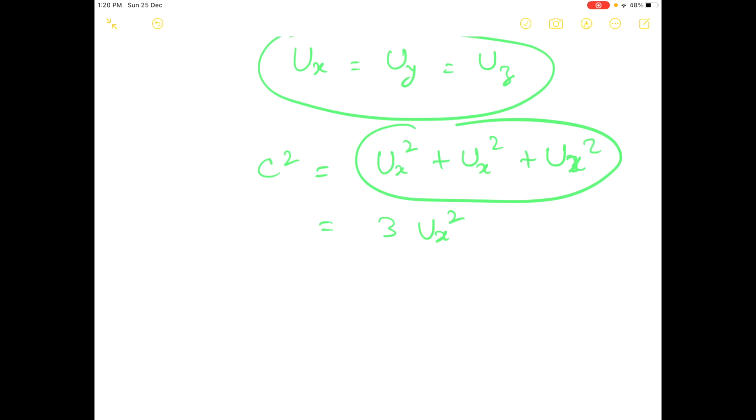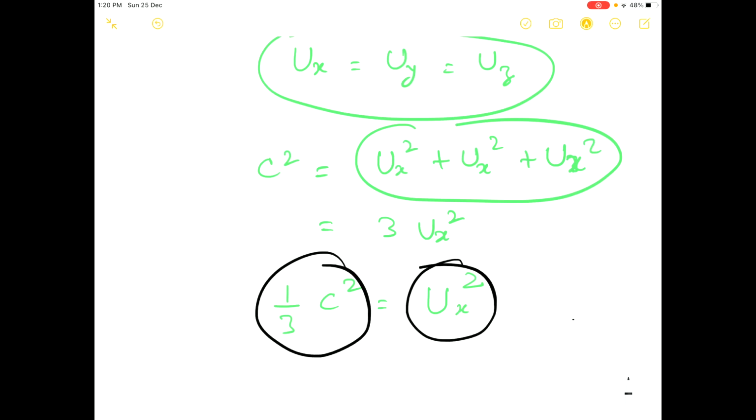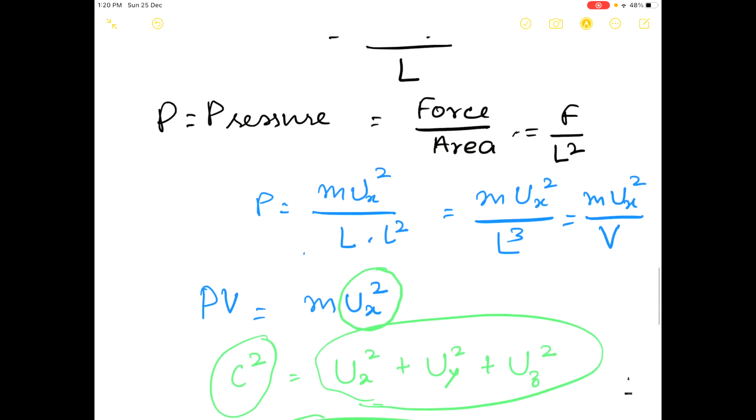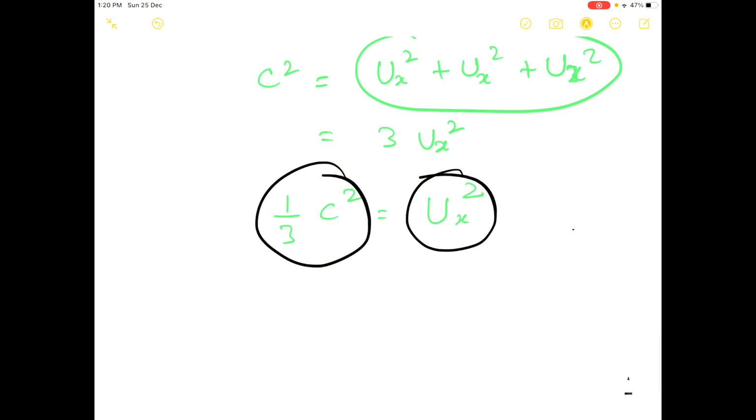So 1 by 3 c square is equal to ux square. We take this value of ux square and replace it in this equation. PV is equal to mux square, which can be written as 1 by 3 mc square.